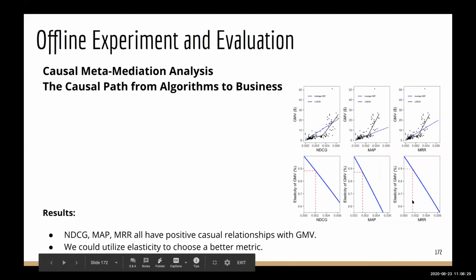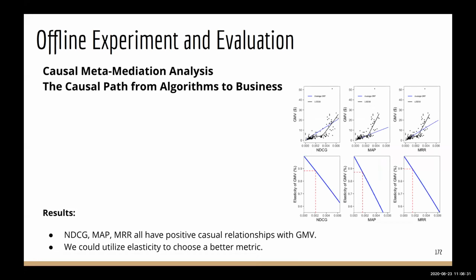So we apply this to the three metrics, NDCG, MAP, and MRR. I don't know whether you can see this graph. It's kind of small, but overall the idea is that we discovered their relationship with the GMV, right? Remember, we want to establish the relationship. And there are two nice things. One is that for all of them, we verified they have a positive causal relationship with GMV.